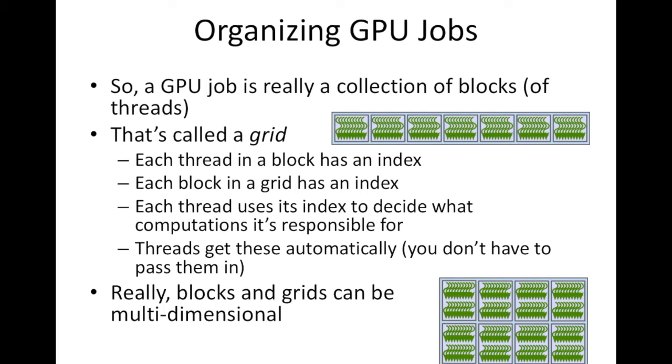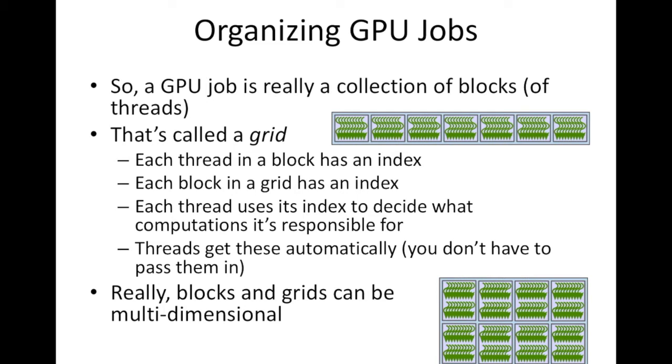I've been avoiding saying this term because it wasn't on my slide yet, but a collection of blocks is called a grid. So every grid has a bunch of blocks. So a compute task is a grid, where every grid is made up of multiple blocks, and every block has a bunch of threads in it. Each of those threads has a unique index, and as you'll see in our example program, that's kind of how we give each thread a different job to do.